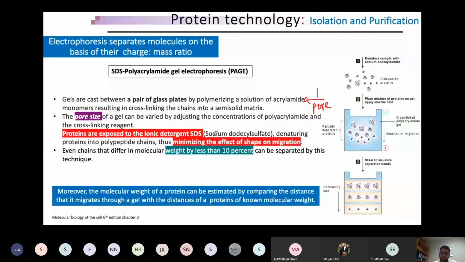And the second thing SDS does is it loads a lot of negative charge on the protein. So no matter whether the protein was positively charged or neutral, all the proteins now have the same charge because of the excess of SDS. So this minimizes the effects posed by shape on migration.